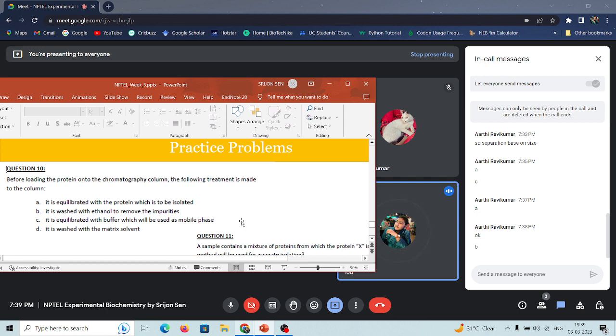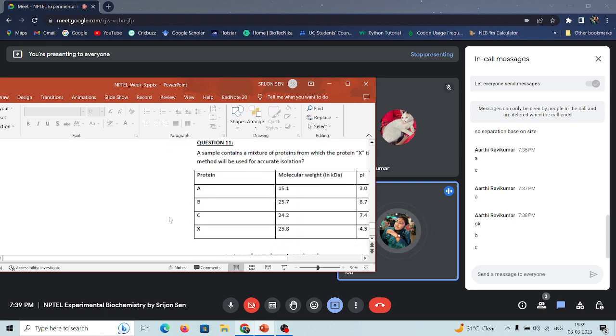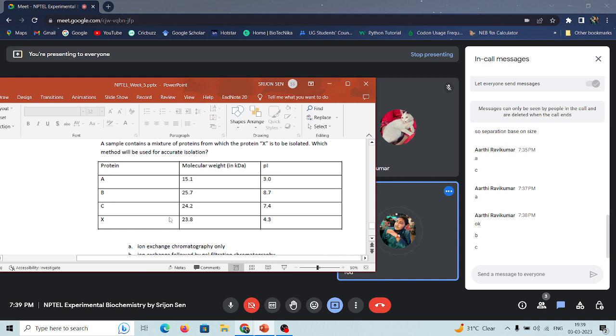It is washed with ethanol to remove impurities. It is okay, but see what the question states: before loading the protein onto the chromatography column. Just before loading the protein, you do not wash it. You wash it in the beginning and you wash it in the end. But before loading the column, yes, it should be equilibrated with the buffer which would be used as the mobile phase. Then it is okay.